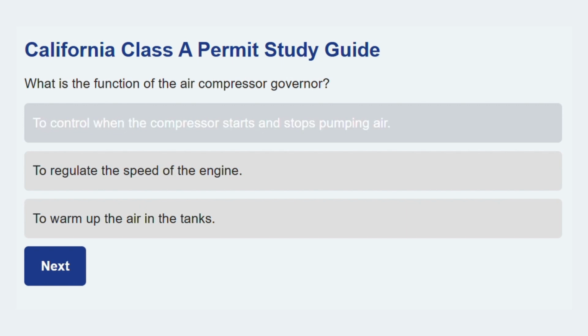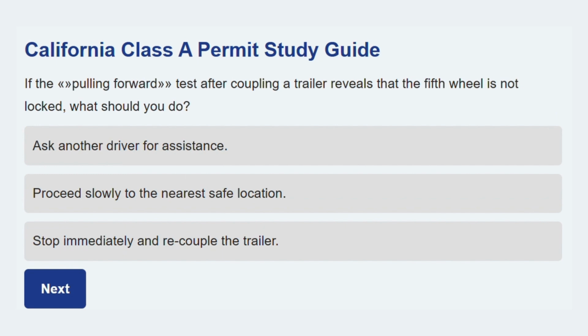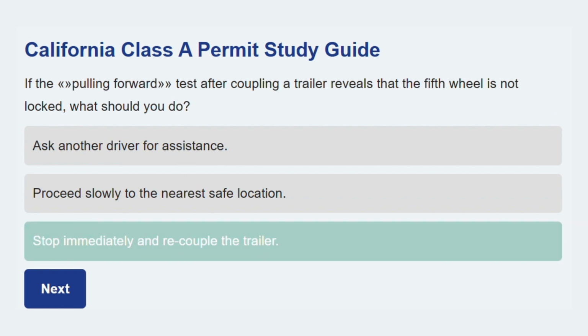It maintains proper air pressure within the system. Moving on. If the pulling forward test after coupling a trailer reveals that the fifth wheel is not locked, what should you do? Stop immediately and recouple the trailer. A proper coupling is non-negotiable for safe operation.